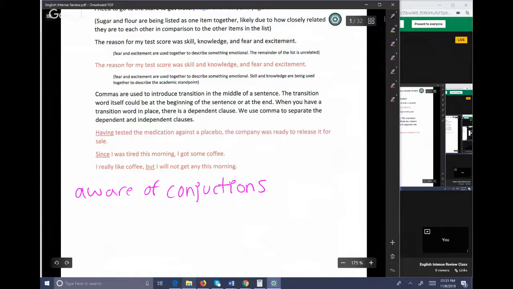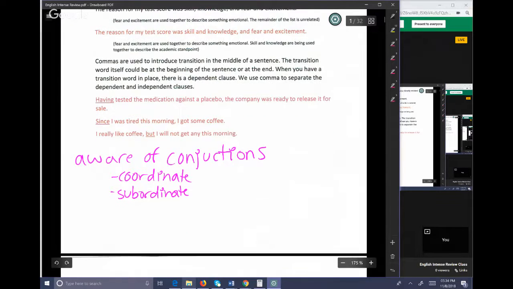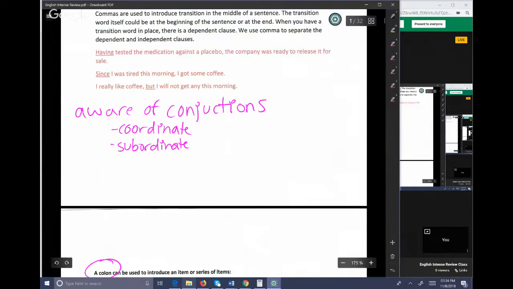It's great if you can be aware right off the bat of, oh, this is a coordinate conjunction, this is a subordinate. But really the key here is just the fact that you should be noticing instantly if there is a conjunction in a sentence. That should be something you immediately notice and realize. And then you should also be aware of what that means. And it doesn't always mean the same thing.